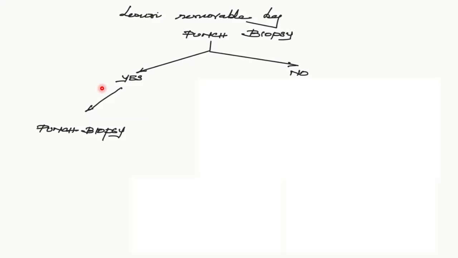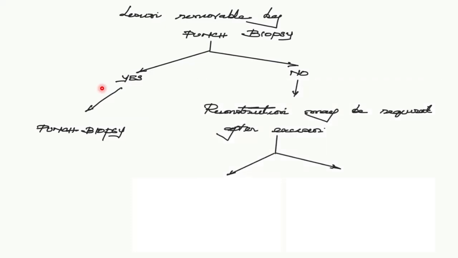Now if the lesion is not removable by punch biopsy, then we have to think that after removing the lesion, there will be a defect in the skin. Can it be primarily closed, or will we need a skin graft or a flap? That is, whether reconstruction may be required after excision. If the answer is yes, then we can take an incision biopsy, confirm that it is a malignant melanoma, then excise the lesion and plan for reconstruction.